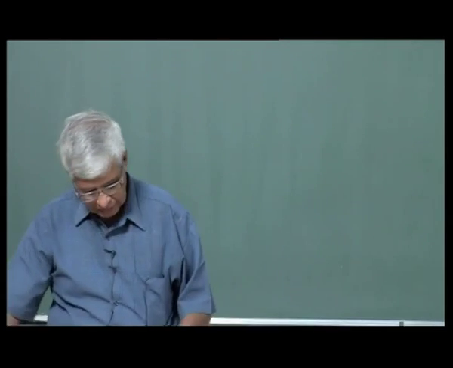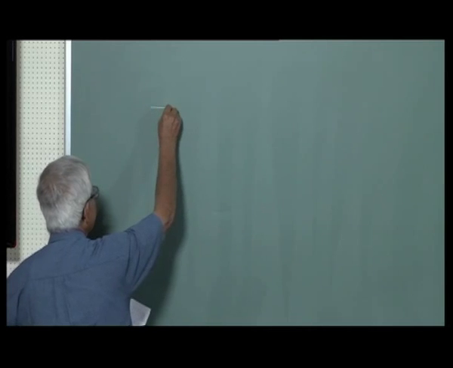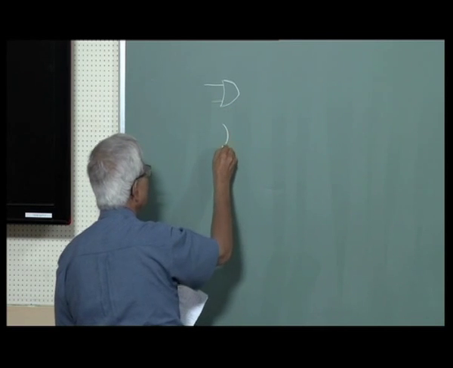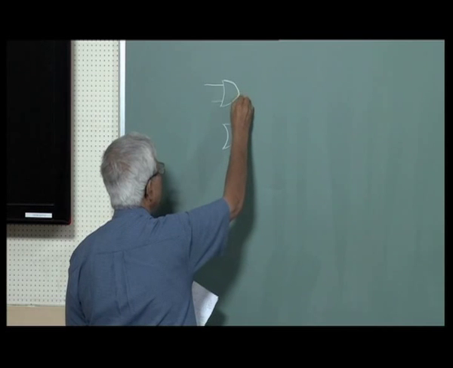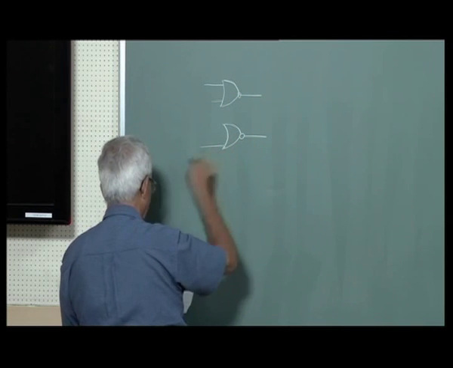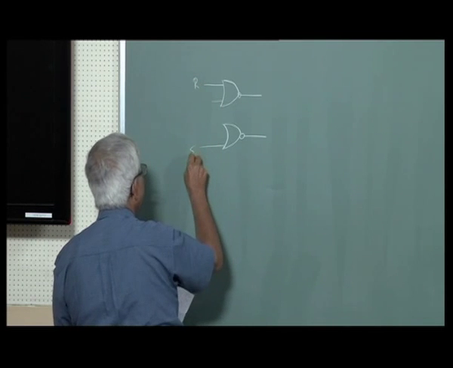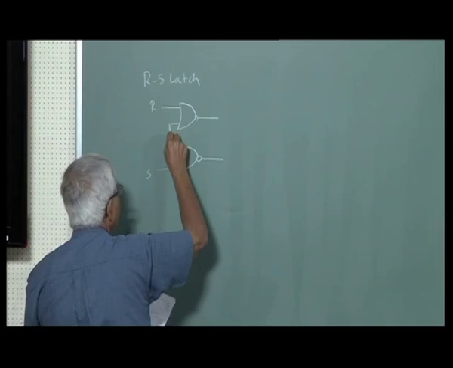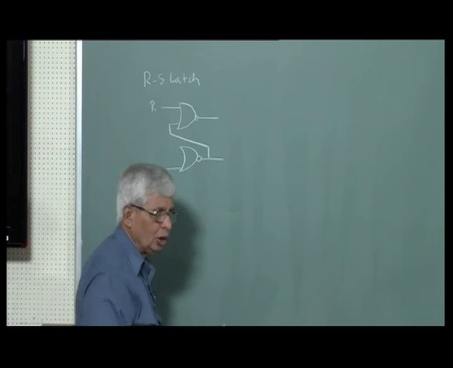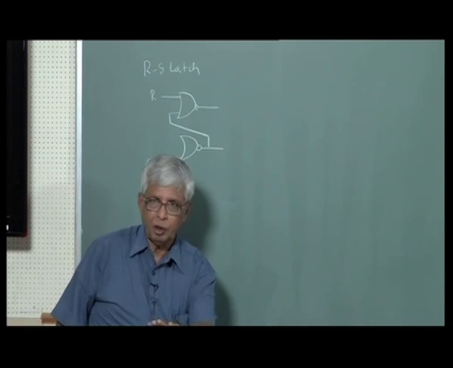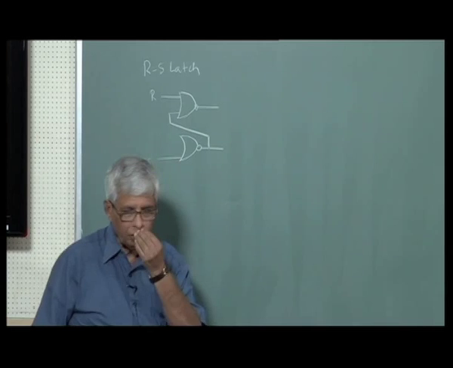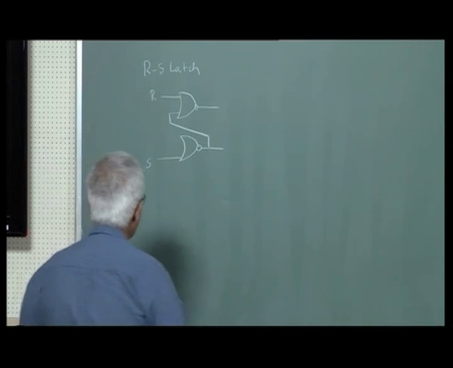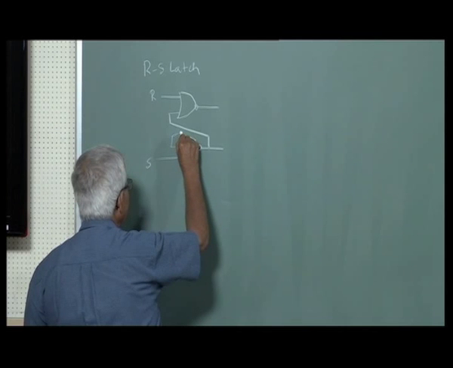RS stands for reset set. This is the first basic circuit we discussed: two NOR gates. This is R, this is S, and this is called the RS latch. The output of this is fed into this. This is the feedback I am talking about. If you want to know what has happened earlier, I should have some information from the output coming back to the input. Only then do I know what has happened earlier. So this feedback is an important loop.